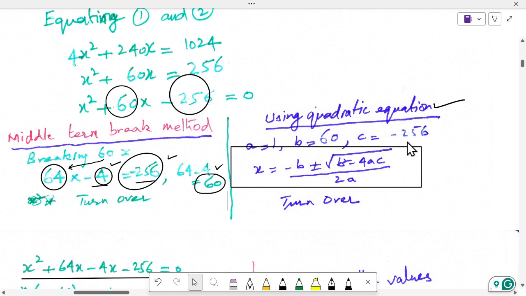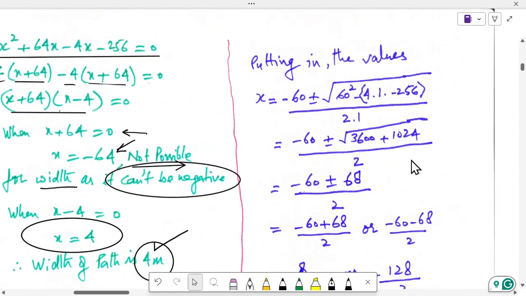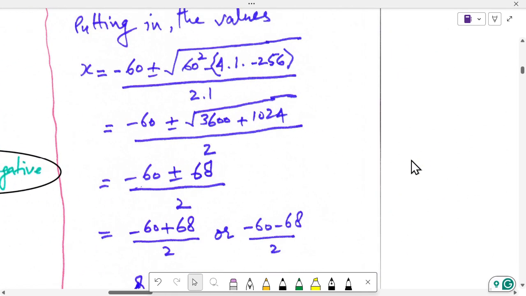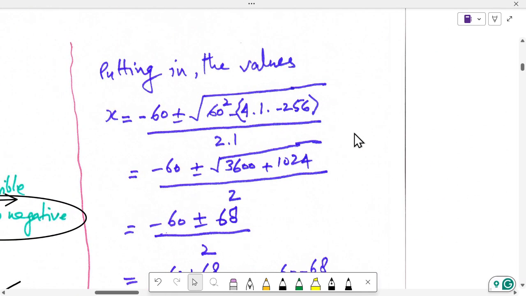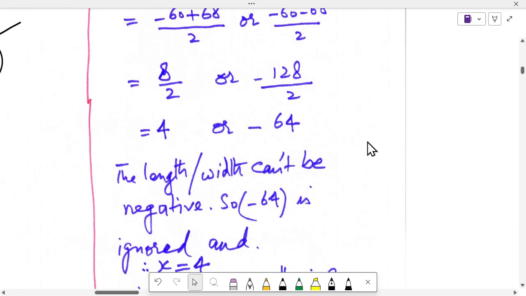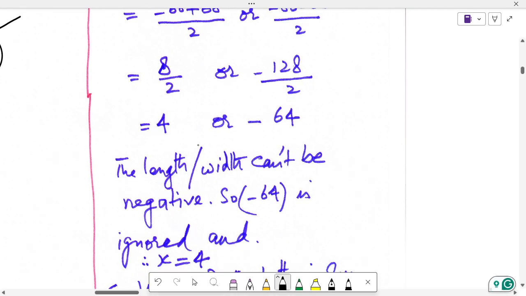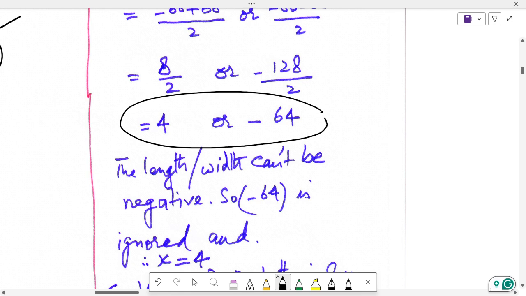When we put in the values in the equation, it becomes x is equal to minus 60 plus minus root of 60 square minus 4 times 1 times minus 256. And when we solve it, it gives us the same answers, x is equal to 4 or minus 64. So we select x equal to 4 and the width is 4 meters.